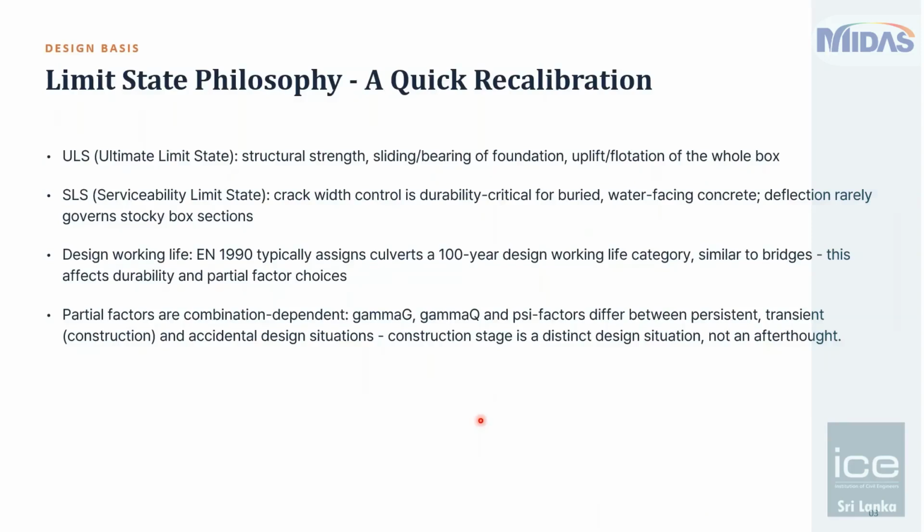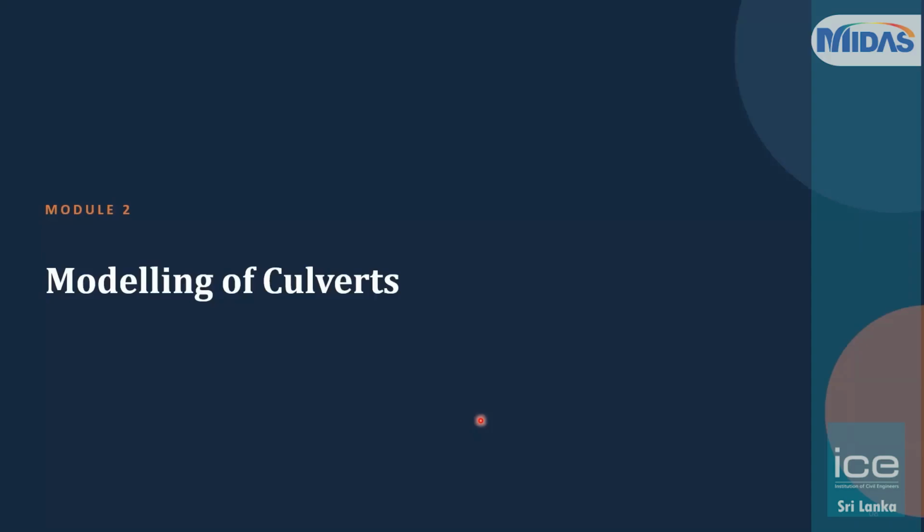Partial factors are combinations dependent. We have gamma G for permanent loading, gamma Q for variable loading, and different psi factors which differ between persistent, transient, and accidental design situations. Construction stage is also a distinct design situation. Generally, when we design, we would not consider construction stages, but we should be aware of the construction stage analyses when we are designing our box culverts.